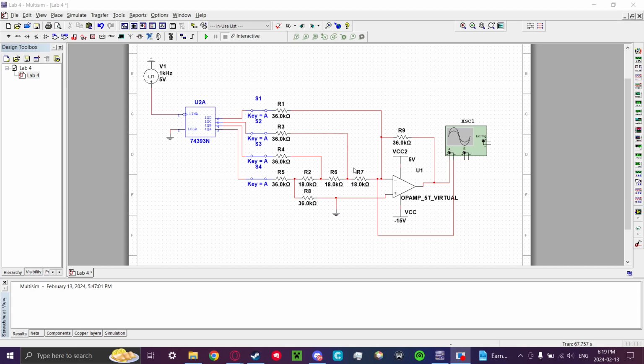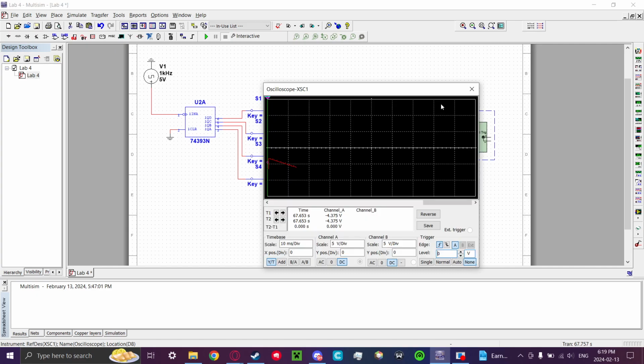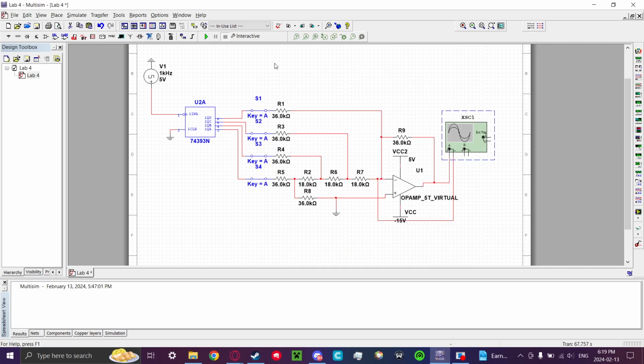So this is the lab in which we used a binary counter and this operational amplifier. And going through this entire circuit with all these resistors in sequence, that was a pain to put together on the breadboard into this oscilloscope.